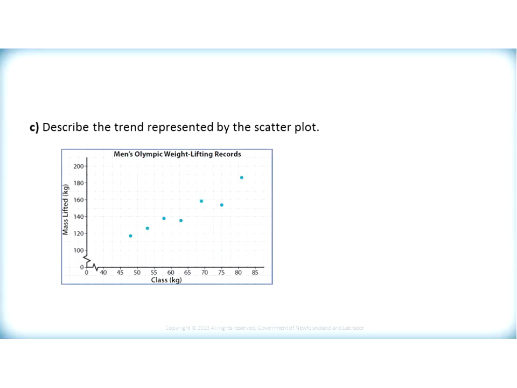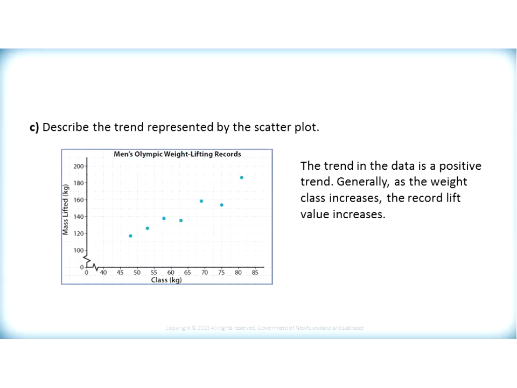As we travel from left to right on our graph, our data values appear to be moving up and up and up in general. Not all of them are doing that, but the general trend in our data is that it's moving in a positive direction. So the trend in the data is a positive trend. As one goes up, so does the other. So as the weight class increases, so does the record lift in general.